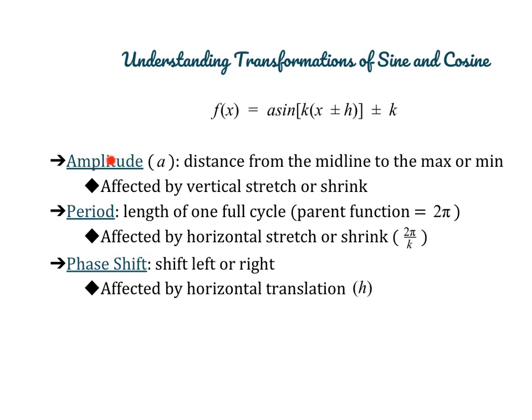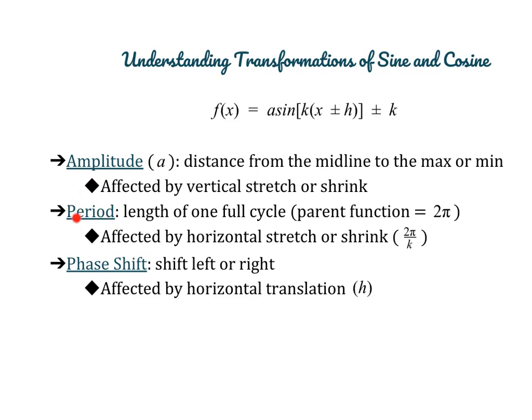So if you double the amplitude, that's the total distance from the very top to the very bottom. So the amplitude, since it's the distance going up or down, is of course affected by a vertical stretch or shrink. So essentially our amplitude is always going to be this a value. So whatever this is, that's going to be what we call the amplitude.